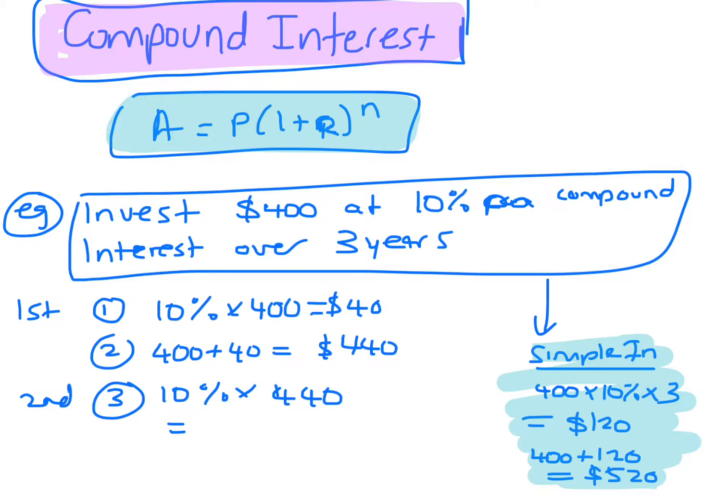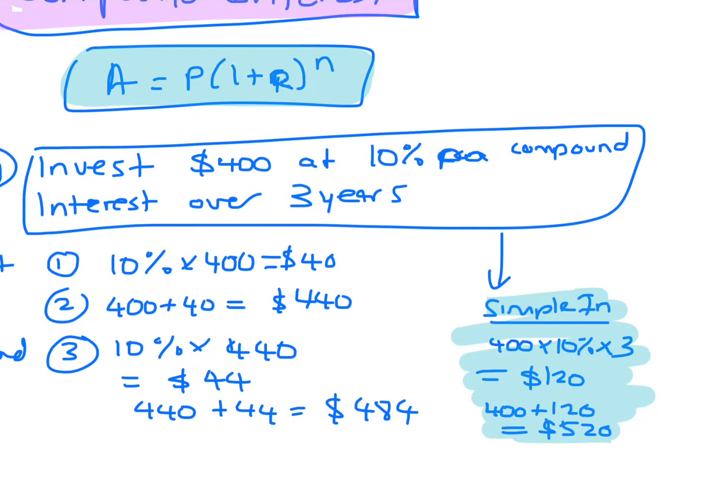Simple interest would just be the same each year. So whatever you got for the first year, which was 40, you just multiply by 3 and you get 120. Now 10% of 440, do you notice you get 44? So you see how it's increased. So you go 440 plus 44, which is $484. Okay, so I've done the second year.